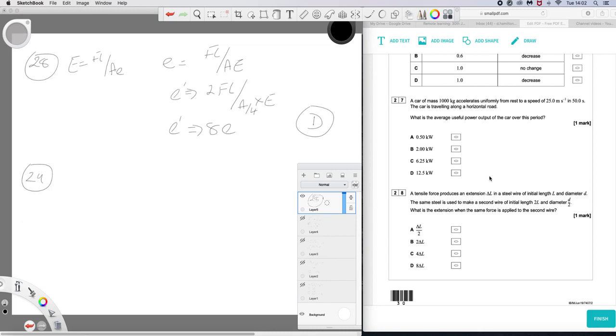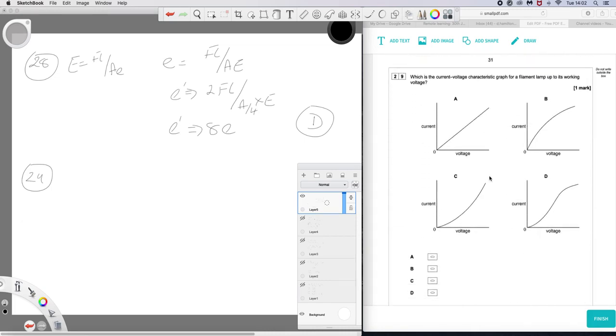29. IV characteristic for a filament lamp up to its working voltage. Well, we know that as the current increases, the temperature increases, the resistance increases, and so the graph gradient will decrease. It's B.